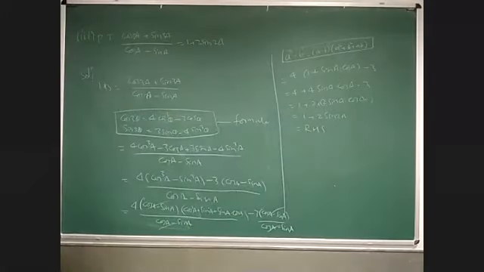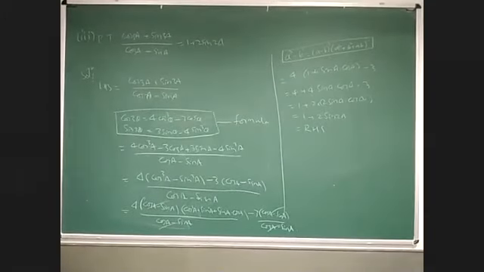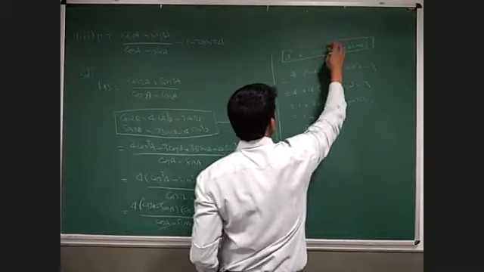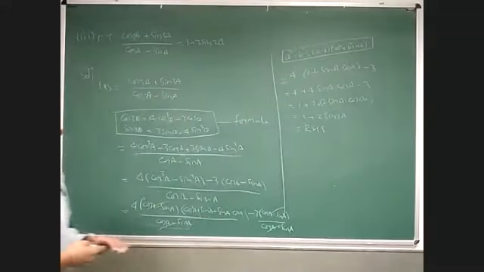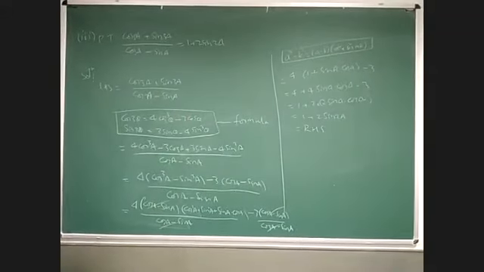Okay, just look at it once and go through. We used only 3 formulas here: sin 3a, cos 3a, and a cube minus b cube is equal to (a minus b)(a square plus b square plus ab). This formula we used and we got the answer.